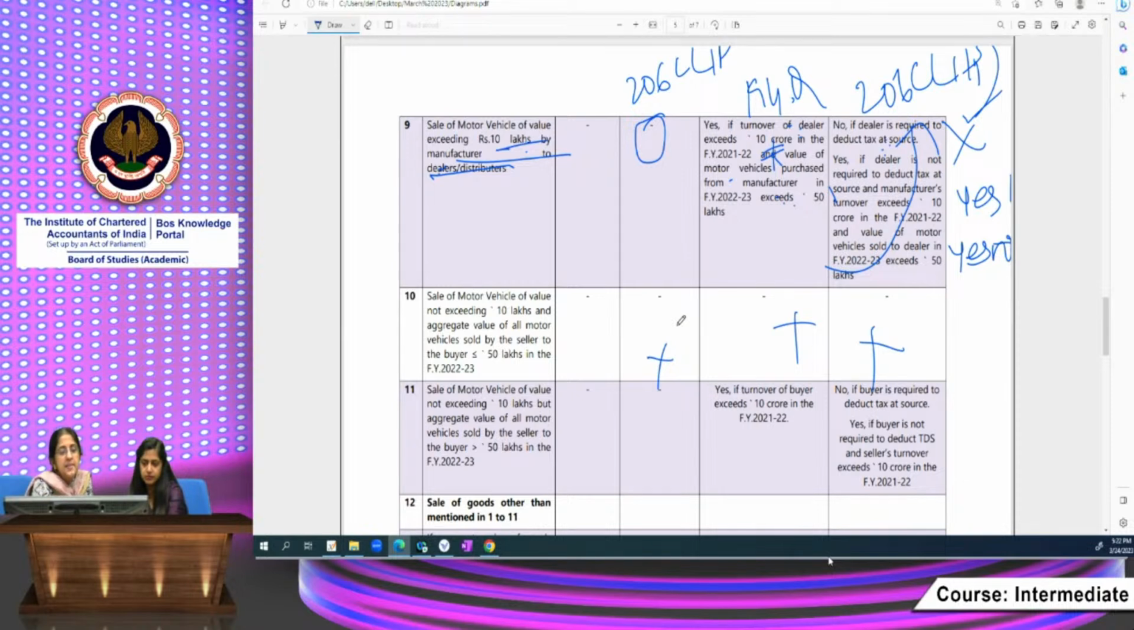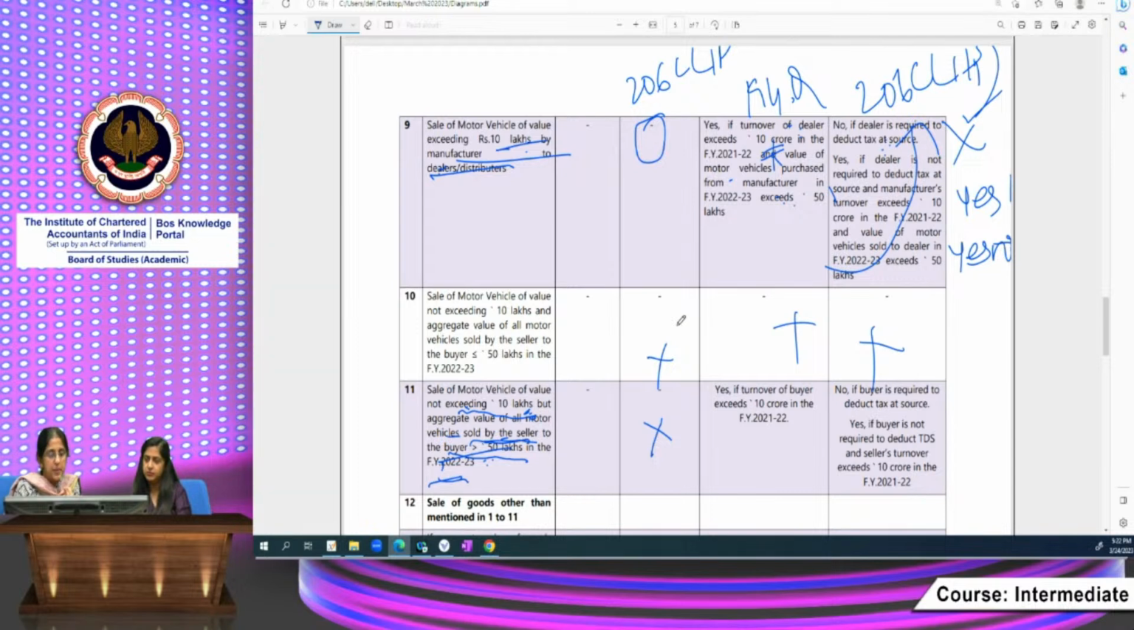Okay. Then sale of motor vehicle of the value not exceeding 10 lakh. So value not exceeding 10 lakh means 206C1F won't apply. But aggregate value of all motor vehicles sold by the seller to the buyer exceeds 50 lakhs. In this case, we have to see, 206C1F is not applicable because the value does not exceed 10 lakh. Then we have to see 194Q and 206C1H.